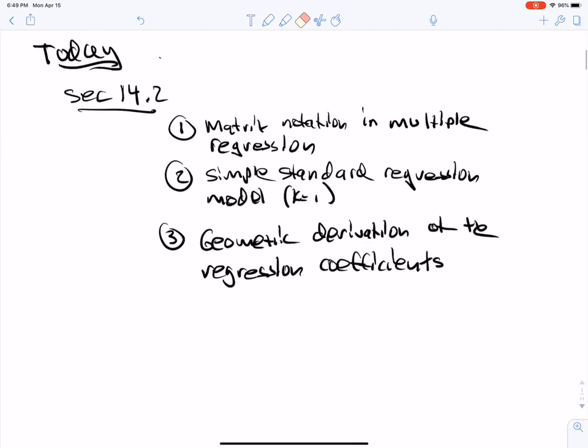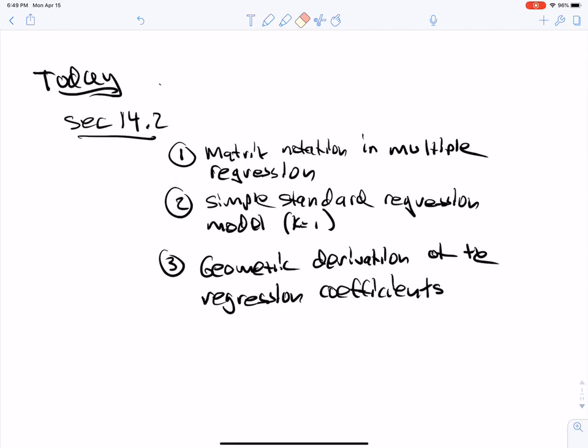So today what we're going to do is we're going to explore the matrix notation in multiple regression. We'll also introduce this simple standard regression model for k is 1 predictor, and do a geometric derivation of the regression coefficients.